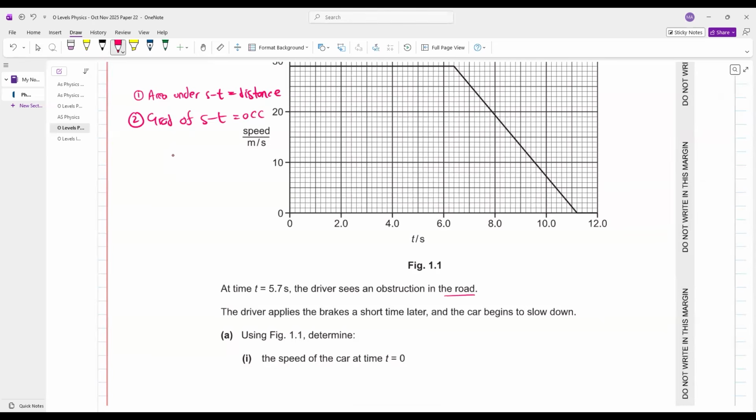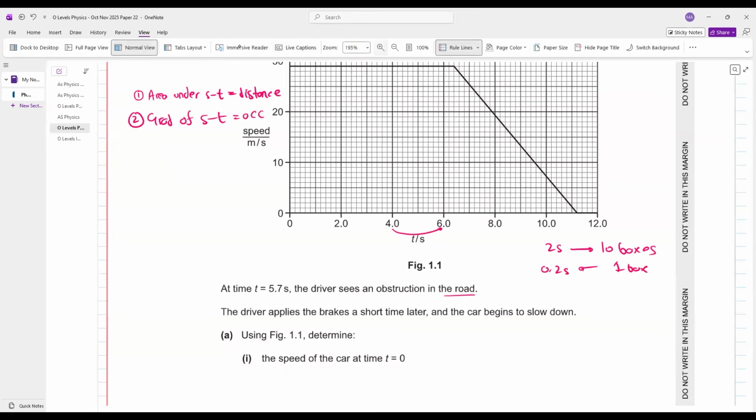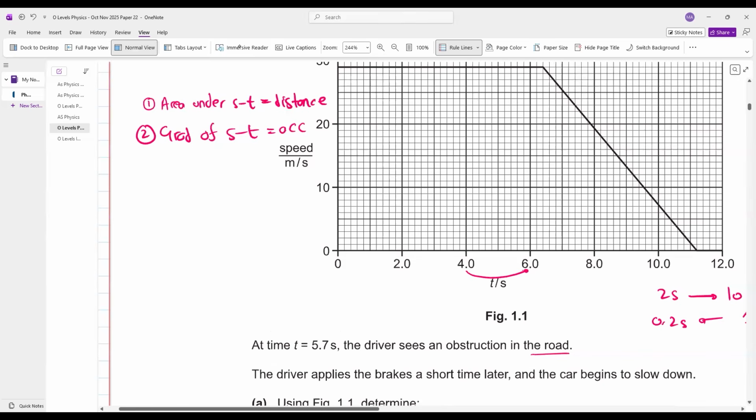So at 5.7 seconds you are seeing the obstruction. Where will 5.7 seconds be? This is 4, this is 6. You are going from 4 to 6, so you are covering 2 seconds of time. You are covering 2 units in how many boxes? 10 boxes. One box equals how many seconds? 0.2 seconds. Where is 5.7 seconds lying? This is 5, then 5.2, 5.4, 5.6. In the middle here we have 5.7.